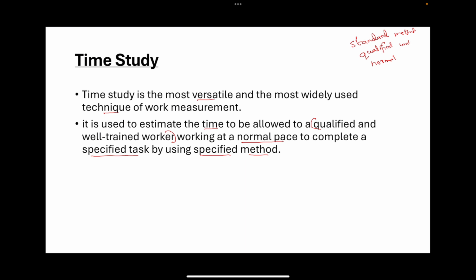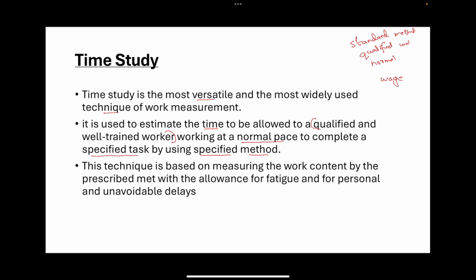Using the time study technique, we will fix the standard time, based upon which we can determine the wage system and other perks and incentives. This technique is based on measuring the work content by the prescribed method, with allowance for fatigue and for personal and unavoidable delays. When we set the standard time, we need to include the allowances. The worker may have some personal problems and may have fatigue while doing the job, so you need to put allowance time for that. So standard time includes all the allowances also.